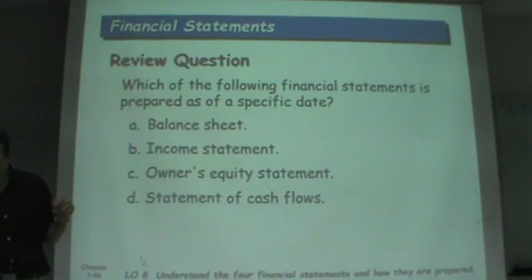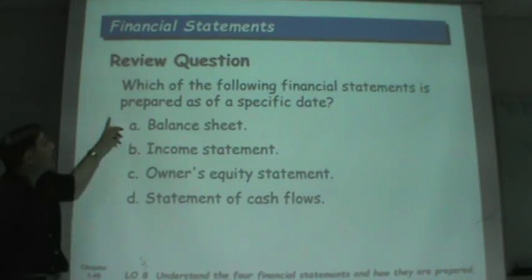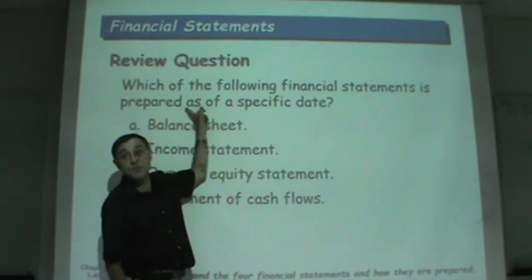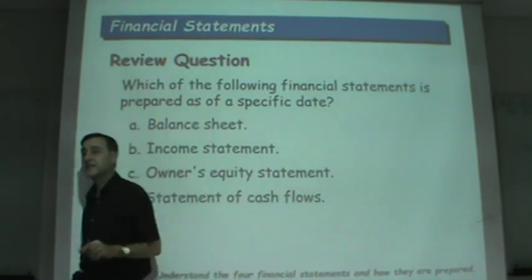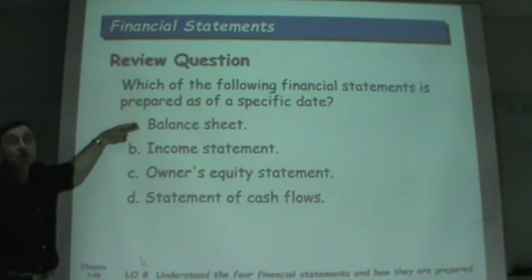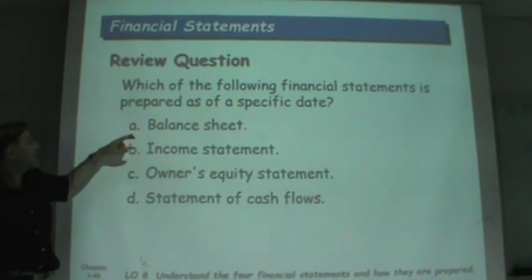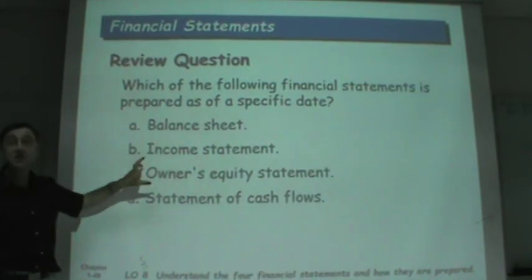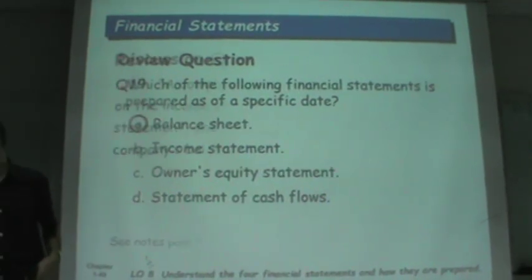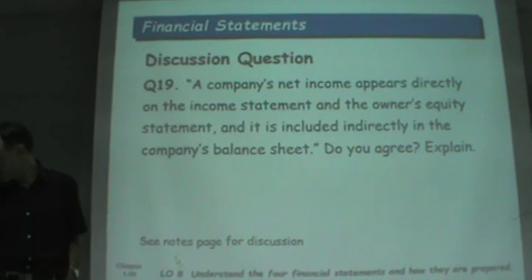Review question. Which of the following statements is prepared for a specific date? And I already explained, the balance sheet is for a specific date. This is for a period, this is for a period, this is for a period. Company's net income, okay.